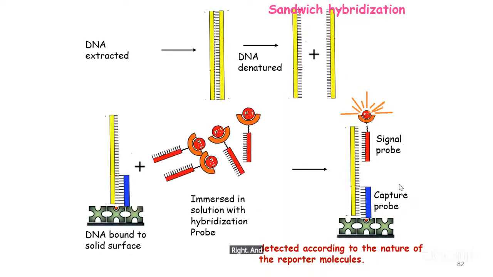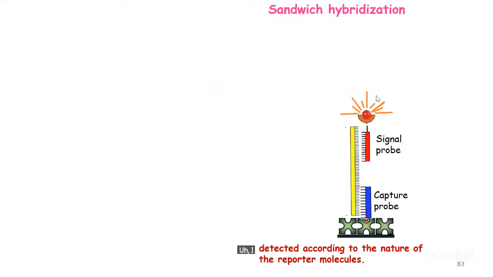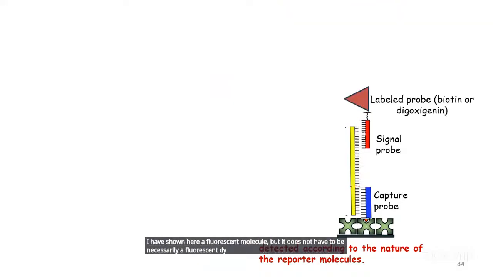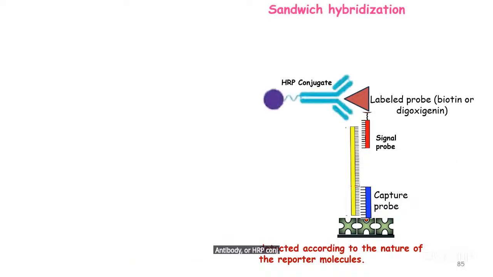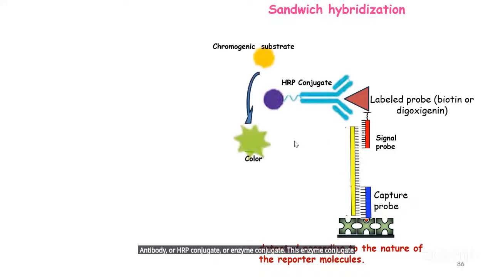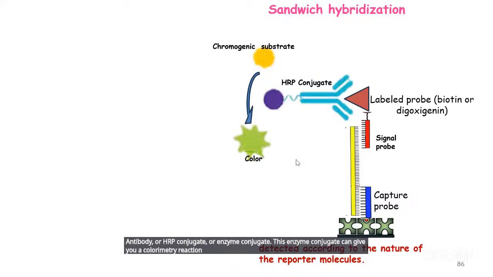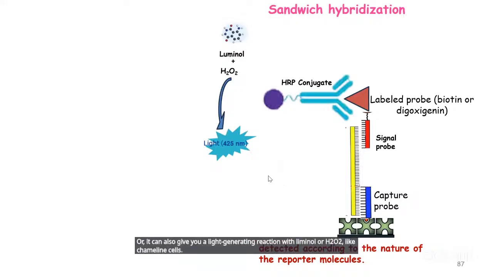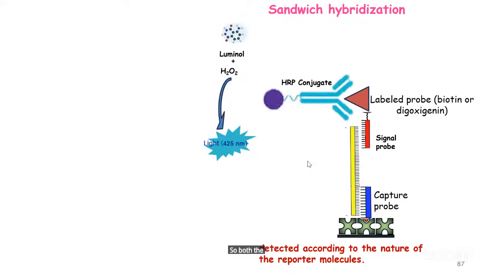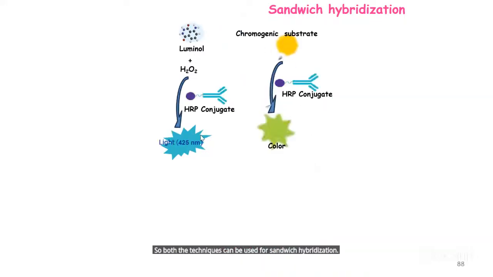In this sandwich method or other methods, I have shown here a fluorescent molecule, but it does not necessarily have to be a fluorescent dye. It can be another system of detection. It can be a probe labeled with biotin or digoxigenin, which can bind to an enzyme-labeled antibody or HRP conjugate. This enzyme conjugate can give you a colorimetric reaction that can be detected, or it can also give you a light generating reaction with luminol or H2O2, like chemiluminescence. So both techniques, colorimetric and chemiluminescence, can be used for sandwich hybridization.